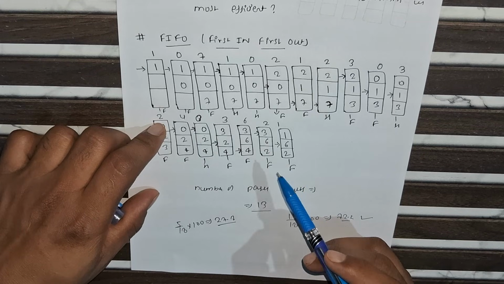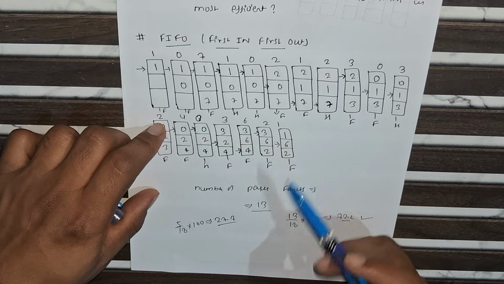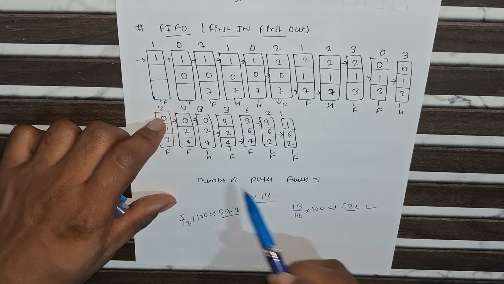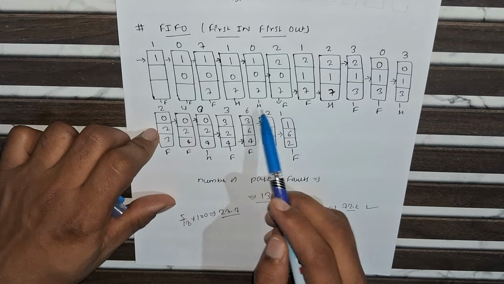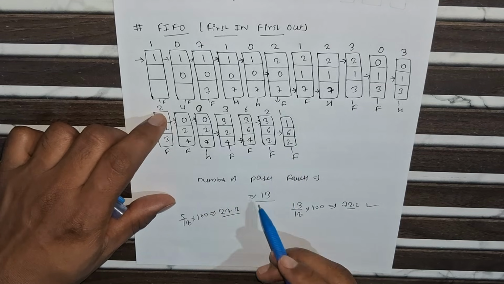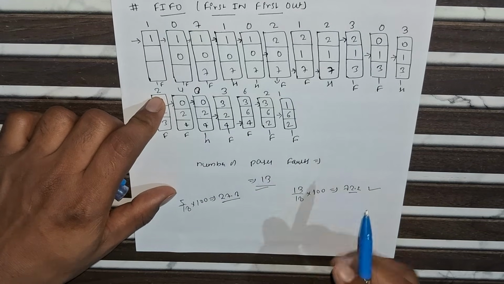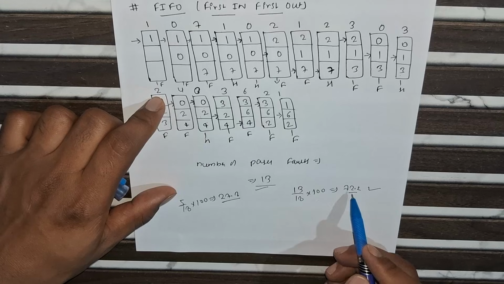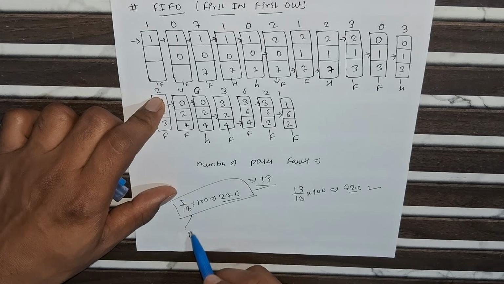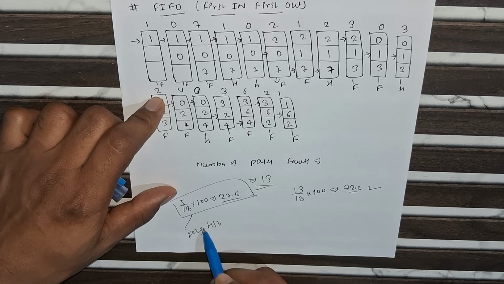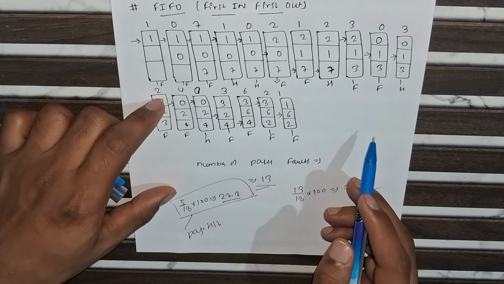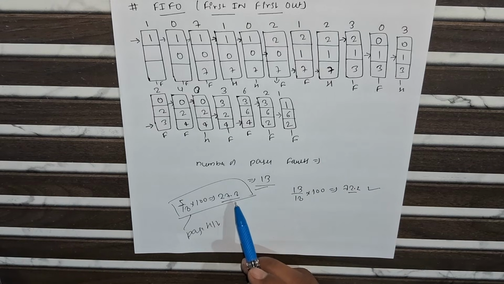Now we have to calculate the number of page faults. The number of page faults is equal to 13, because 1, 2, 3, 4, 5, 6, 7, 8, 9, 10, 11, 12, 13. So this is 13. How can we calculate the percentage? It is 13 by 18 into 100, which is 72.2. And the page hits: 5 by 18 into 100, where 18 is the total number of pages, which is equal to 27.8.